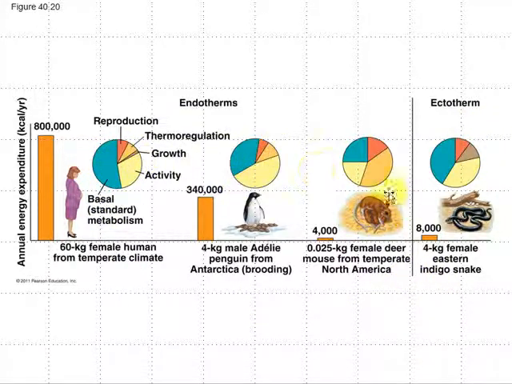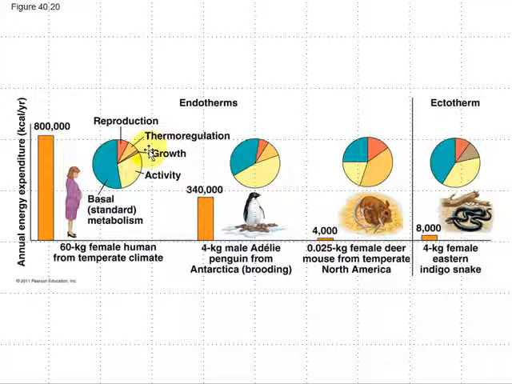Like for example, in this creature here, there's a large section that is not necessarily present in the others. This large tan section is thermoregulation. So notice that thermoregulation is a small part of the human and a smaller part of the Adelie penguin, but it seems to be a very large portion of the deer mouse, and it seems to be non-existent in the snake, because remember the snake is an ectotherm and for the most part uses the environment to control its internal temperature.